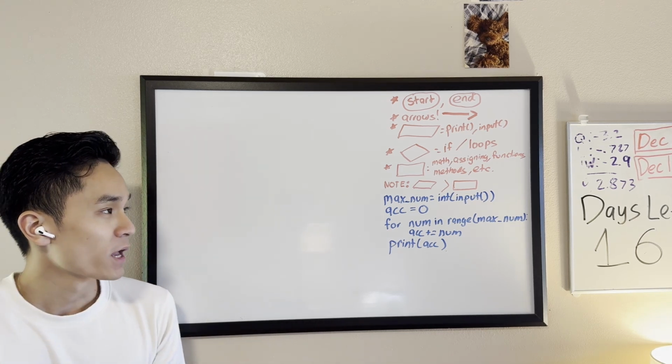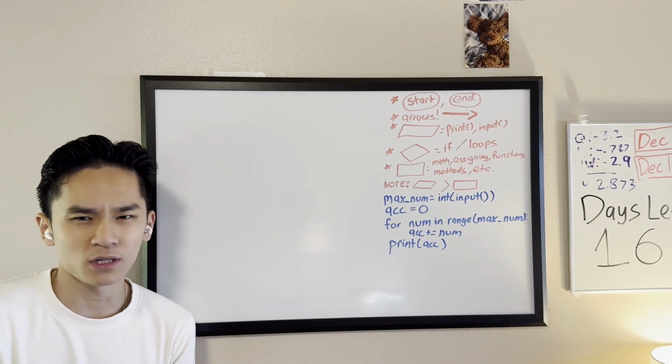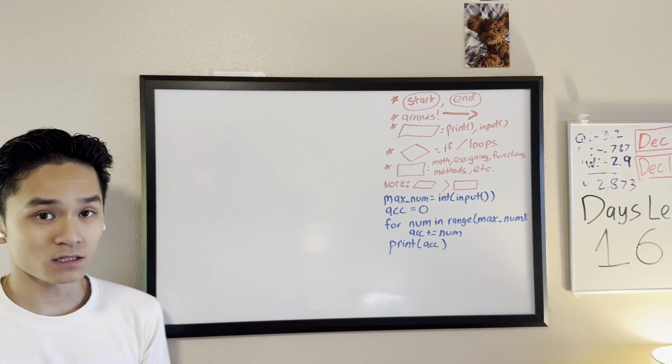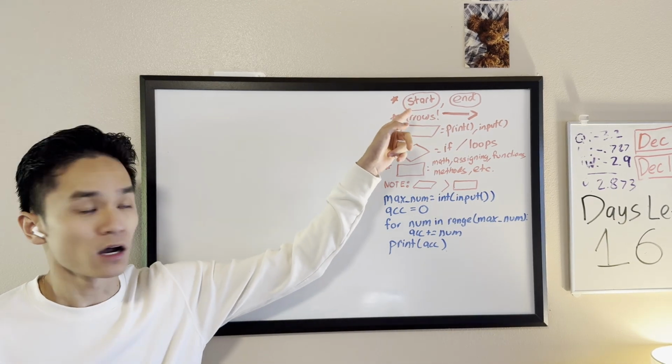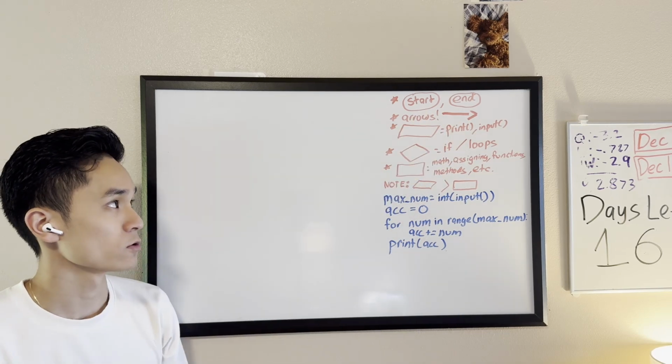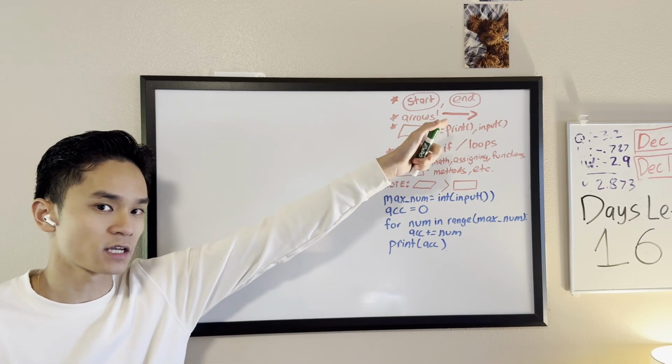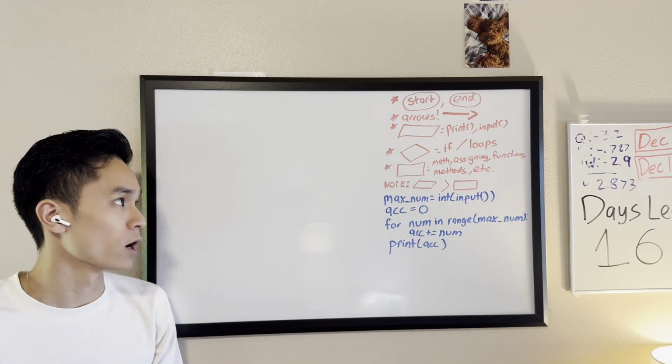But I'll be doing this video because it was a commonly missed question on the exam, so let's get to it. Basic things to remember is that we cannot forget our start circle and our end circle. We also need to have arrows whenever we're doing our edges. They need to have arrowheads to determine where we're going.